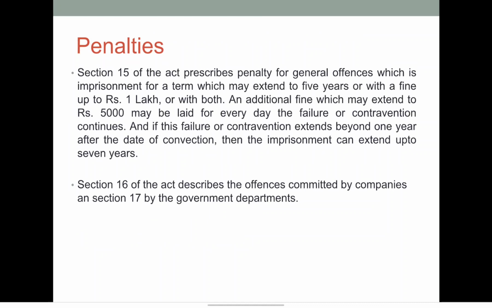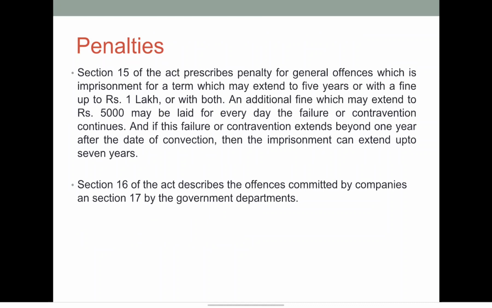Okay, now having understood the different aspects of this act, let us look at the penalties, or the punishment. Section 15 of the act prescribes penalty for general offenses. For general offenses, the penalty is imprisonment for a term of 5 years or a fine up to 1 lakh, or both. If the person fails to comply or continues with the offense, then he has to pay an additional 5,000 rupees per day.